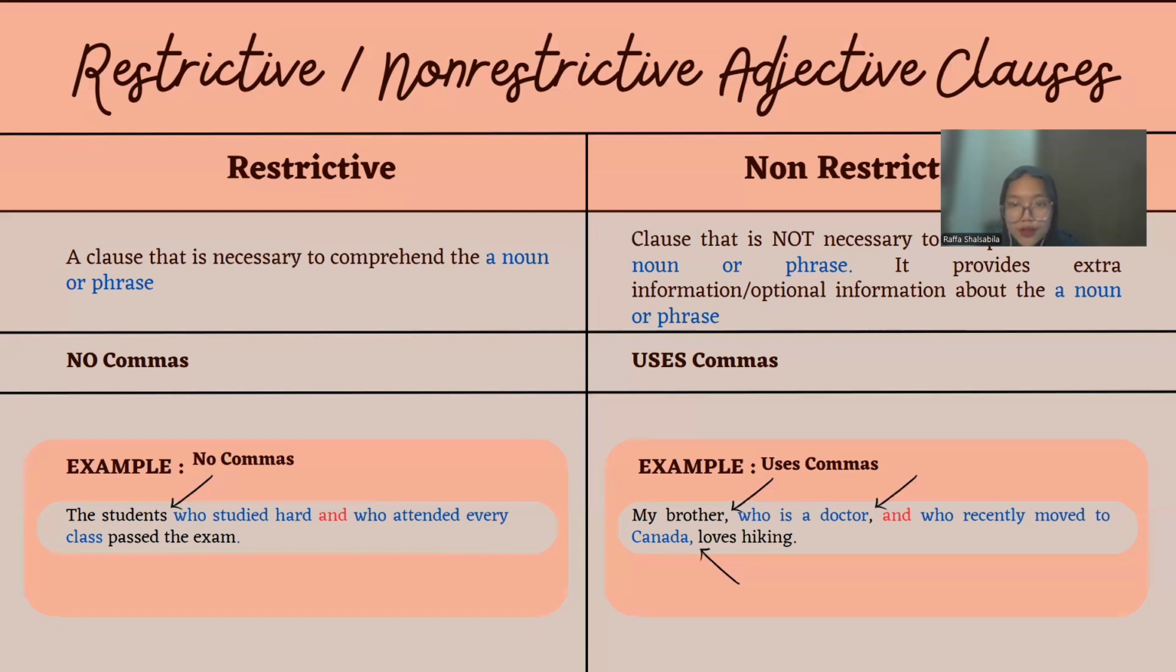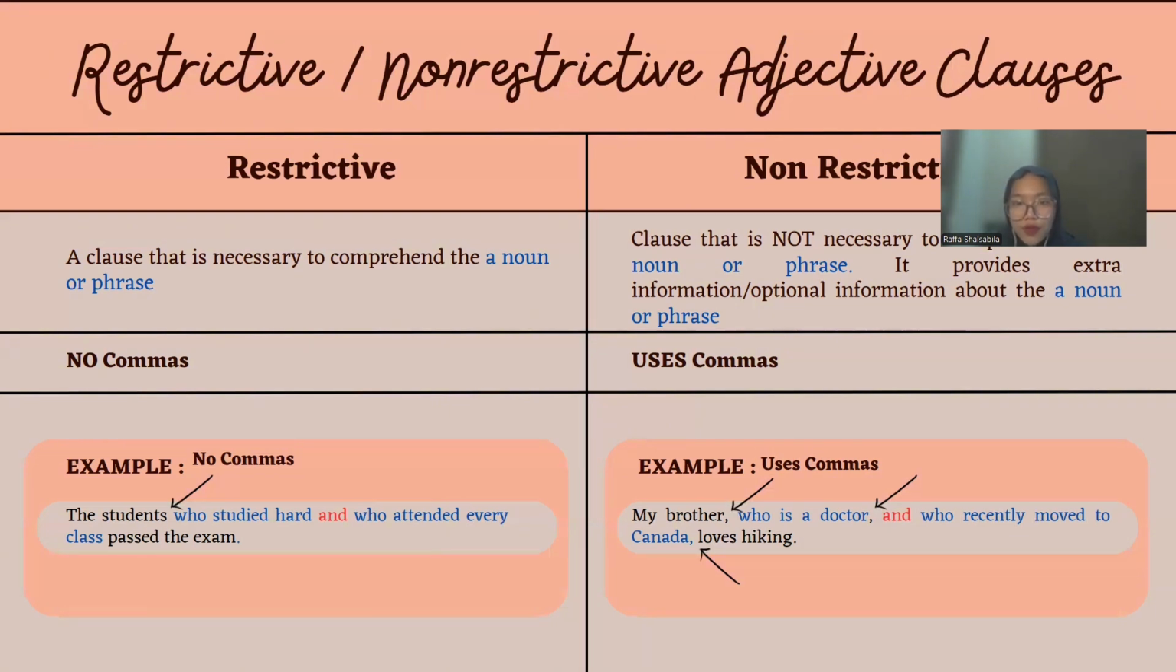Non-restrictive. A non-restrictive clause is not necessary to comprehend the noun or pronoun. It provides extra or optional information about the noun or pronoun. Uses commas. Non-restrictive clauses describe a noun or pronoun whose meaning has already been clearly defined or limited. Because it contains non-essential or parenthetical information, a non-restrictive element is set off with commas.